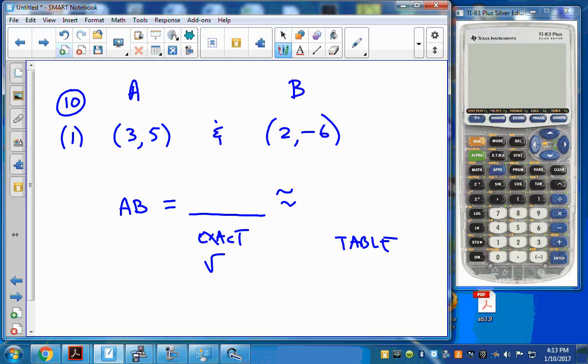You could draw a little picture if you like. Many students like pictures. You can do this without a picture. A is 1, 2, 3, and 1, 2, 3, 4, 5. So this is A. And B is 1, 2, and then -6: 1, 2, 3, 4, 5, 6. So down here at -6, and that's B. Our task is to figure out exactly how long it is, and then approximately how long that is.